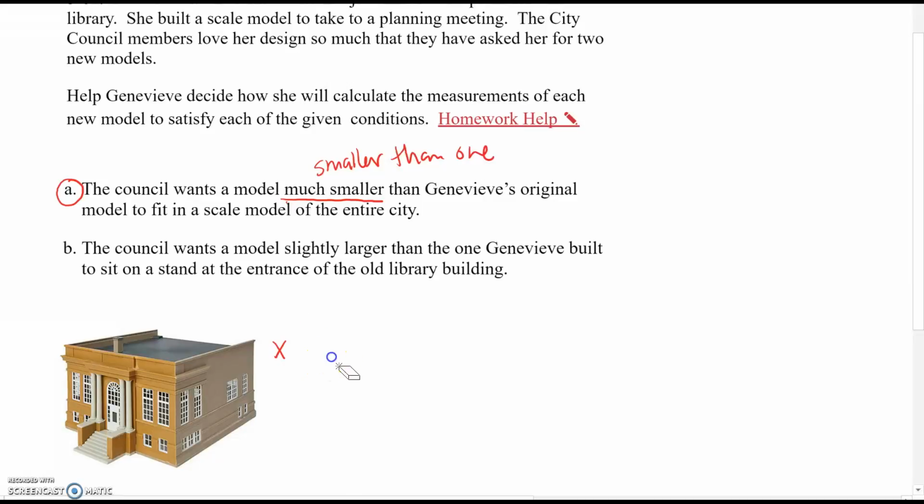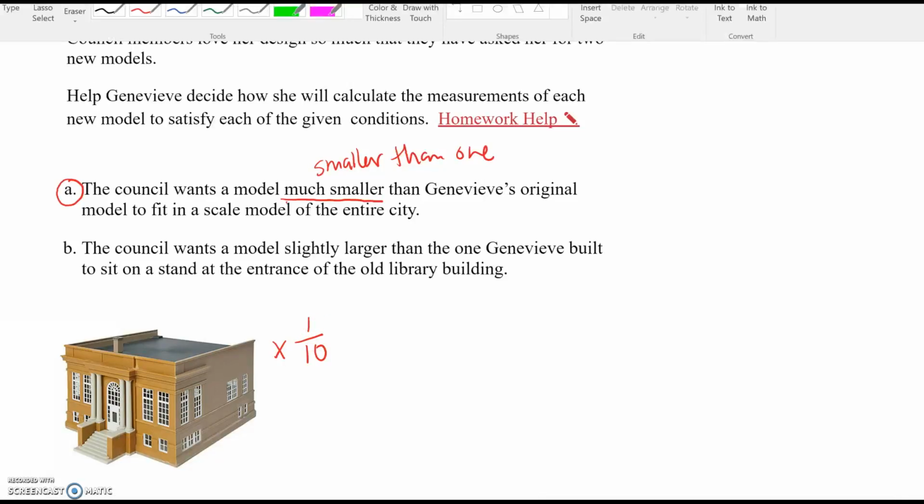That's 1/3 smaller. If you multiplied it by a 10th, right, we're getting 1/10 of what we had. So anything in that range, that's going to get it much smaller, something much less than 1 whole. For part A, those are all acceptable answers: multiplying all of the side lengths and all the dimensions by a fraction or decimal much smaller than 1. If we want it much smaller, we need it much smaller than 1.